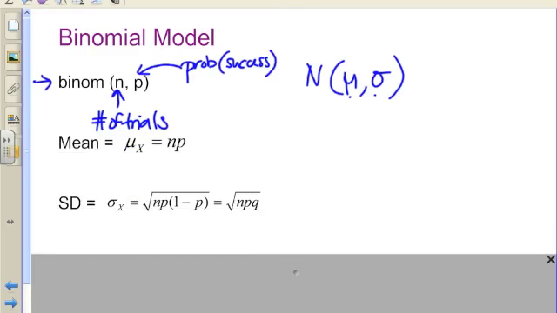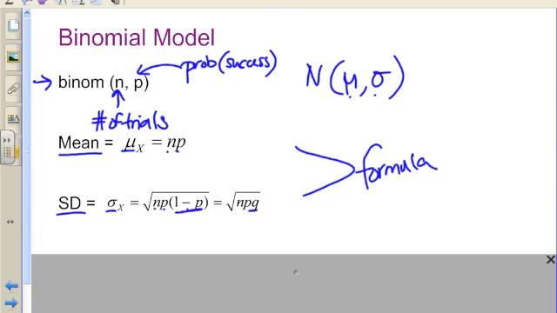And on your AP formula page, you will be given these formulas. If anybody asks you about calculating a mean, mu, for a binomial, you do that by taking n times p. If anybody asks you about a standard deviation for a binomial, you do that by taking the square root of n times p times 1 minus p, and the AP formula page writes it this way. Your book writes it this way, q. Remember, q is 1 minus p. So just keep in mind, your book is going to write it one way, your AP formula page will write it a different way. It means the same thing.